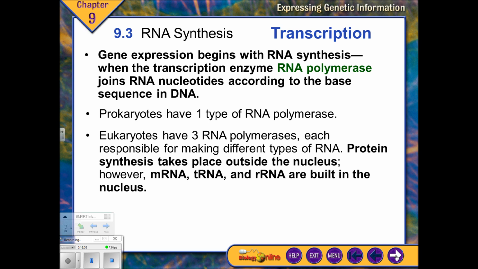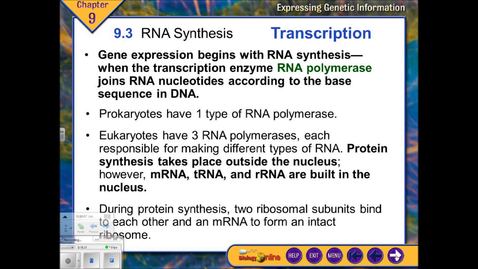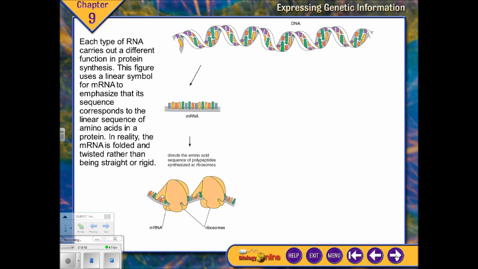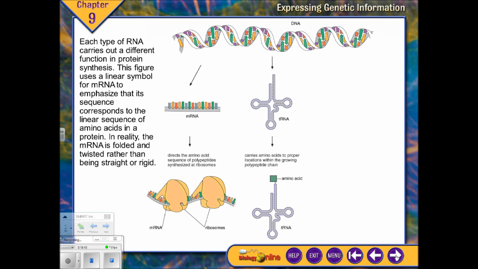Prokaryotes. What are prokaryotes? Bacteria. They only have one type of RNA polymerase. Eukaryotes, of course, were more complicated. They have 3 different types of enzymes for doing this. Protein synthesis takes place outside the nucleus, remember? However, messenger RNA, transfer RNA, and ribosomal RNA are all built inside the nucleus. The ribosome is made up of 2 parts called subunits. So a little more detail there. The code for making the transfer RNA is also just like we would make proteins, but now it's coding for making the RNA.